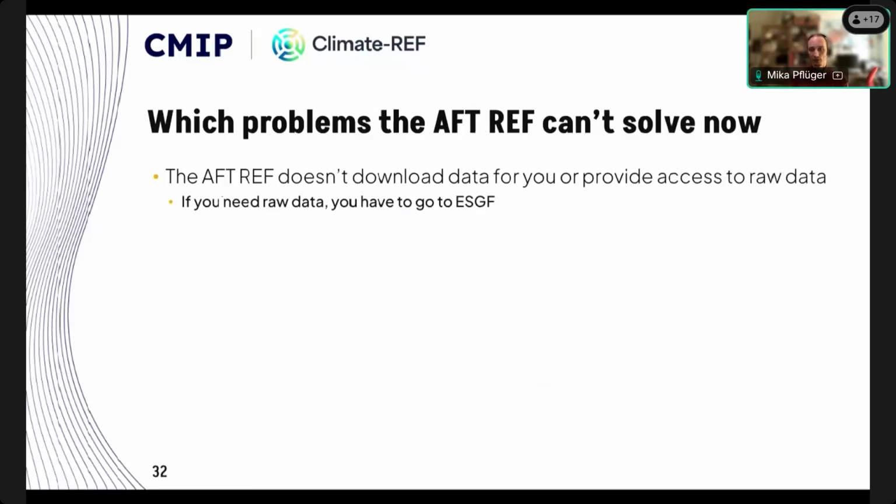And of course, the AFT REF doesn't download data for you or provide access to the raw model data. If you need the raw data, you have to go to the ESGF. The AFT REF only provides you with the model evaluation results and not with the input data. It can tell you which input data was used, but you can't download the input data through the web.